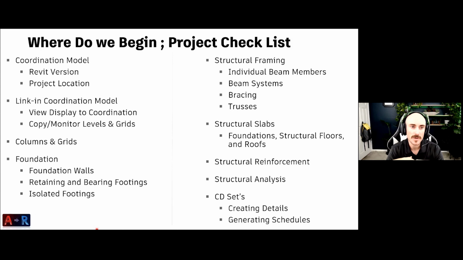First and foremost, what we need is a coordination model. Maybe we don't get a coordination model and we're just starting from scratch. That's fine as well. But usually you're starting with a coordination model. Now, a key point to the coordination model is the Revit version. Unlike AutoCAD, you cannot go backwards. In Revit, you can only go forwards. So it is apparent that you, as a coordinating team, figure out which Revit version you're going to be using.